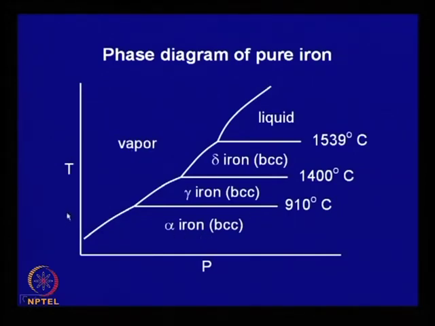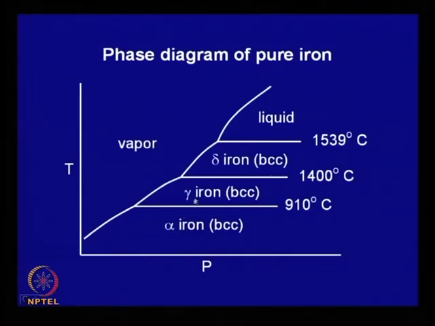As an engineer, very often it is easy to visualize it like this. Later, when we look at multi component systems, we will always represent temperature along the y axis, and here this axis represents pressure. Now, at higher temperature, this is the region which is the gas phase or vapor phase of iron. And depending on the temperature, as I said, at a low temperature it is a BCC form of iron, and it is commonly known as alpha iron.